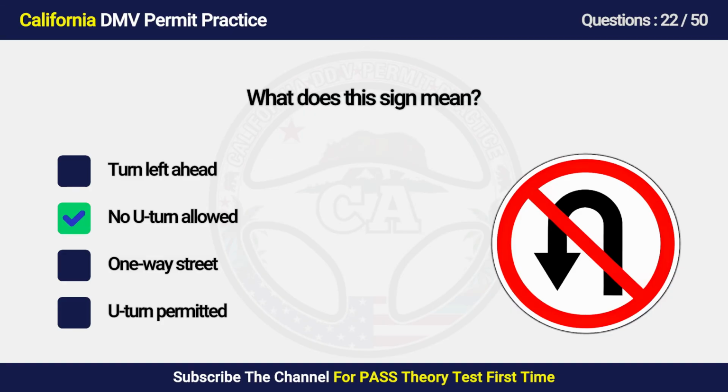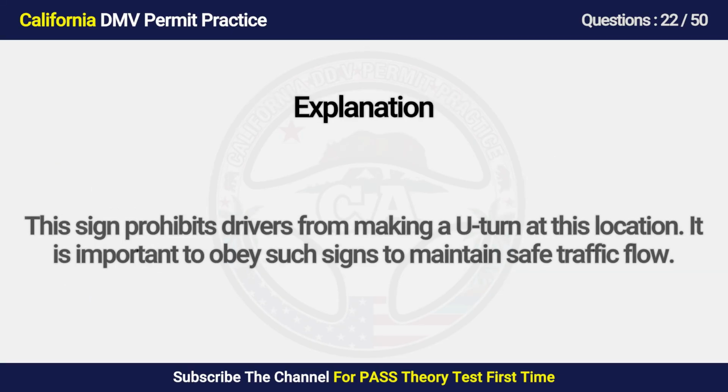Answer is B. No U-turn allowed. This sign prohibits drivers from making a U-turn at this location. It is important to obey such signs to maintain safe traffic flow.